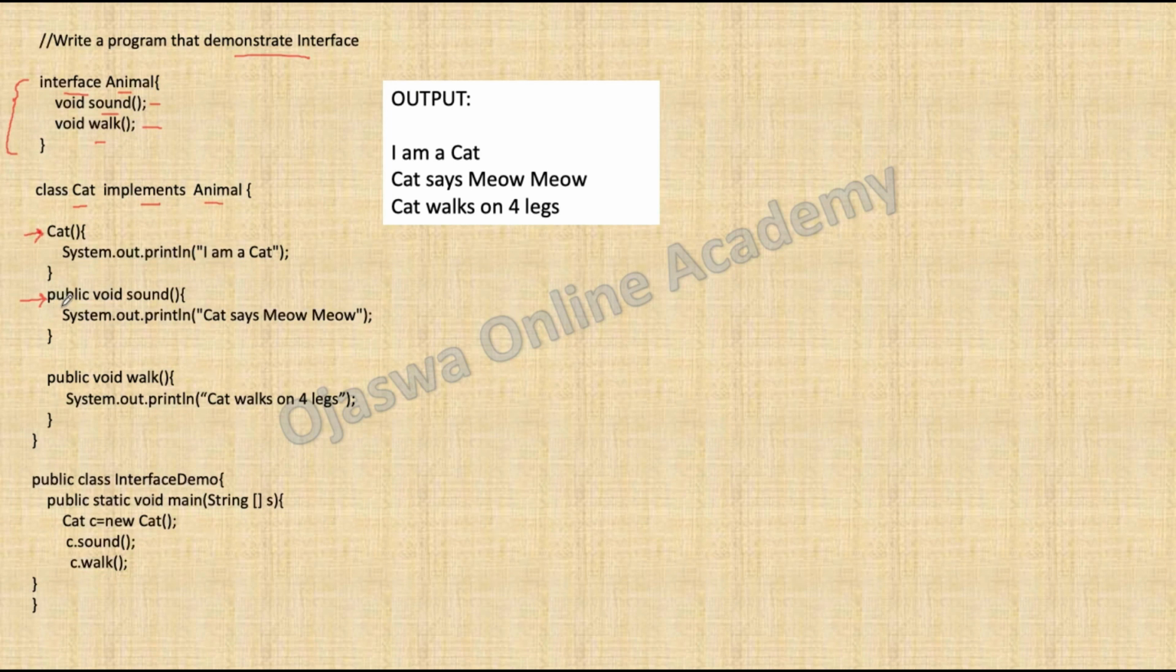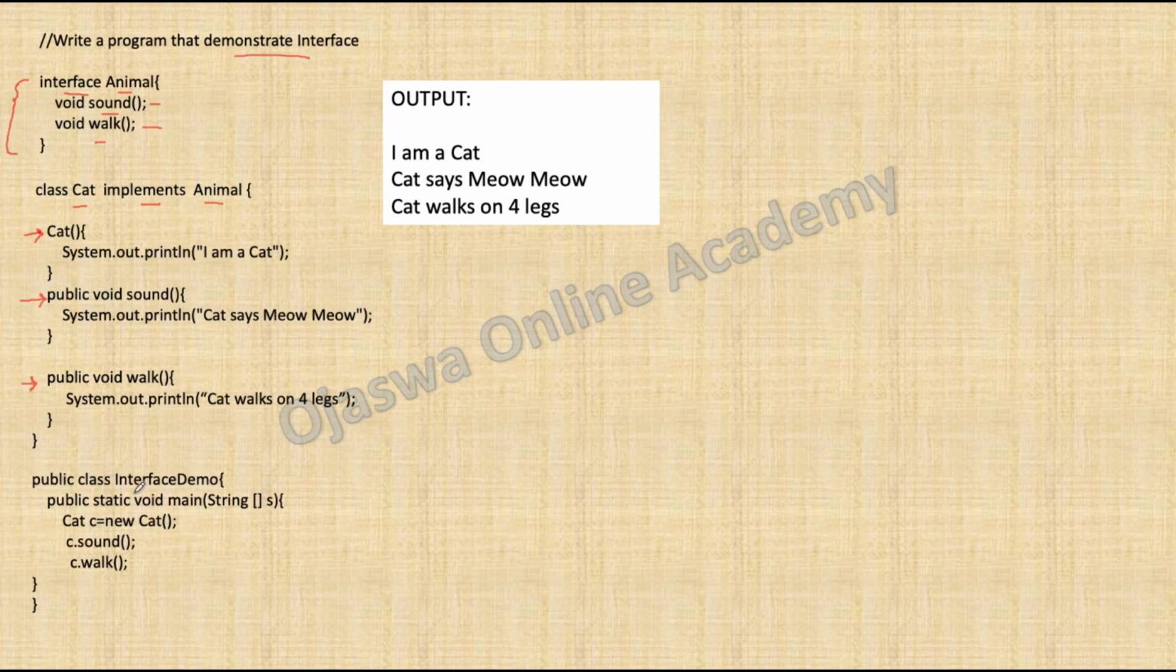This is the overridden method sound from interface animal. When you provide implementation for abstract method, you should not write abstract keyword. The access modifier is public because interface methods are public. Return type is void and name is sound, and just inside the braces write the code. Then we have also provided implementation for walk method. If we don't provide implementation for these abstract methods, we will have to declare class cat as abstract class.